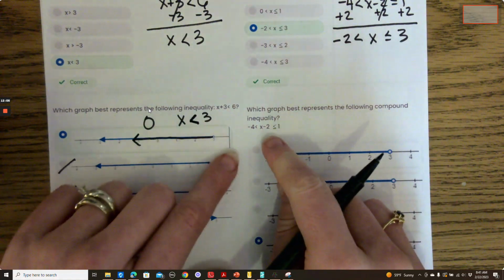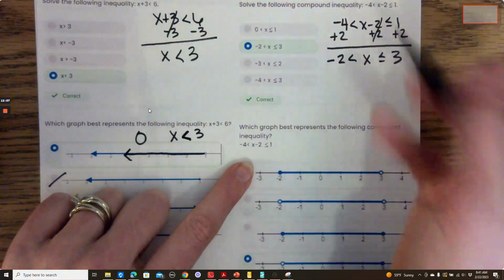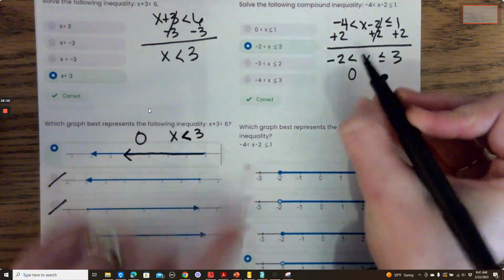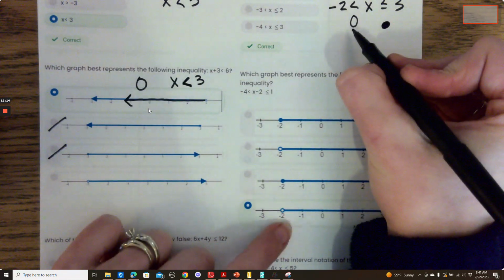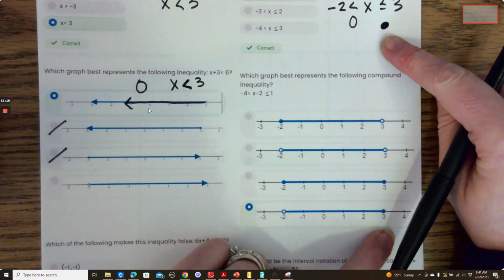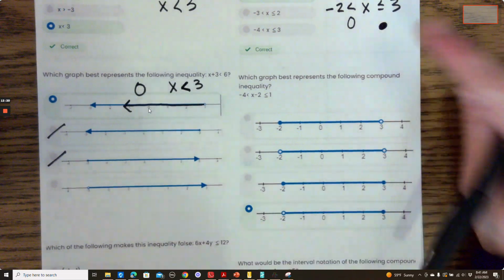Okay? This one here is this solution. So this is going to be an open circle. This is going to be a closed circle. So we're going to have an open circle at negative 2 and a closed circle at 3. And then the line connects those two.